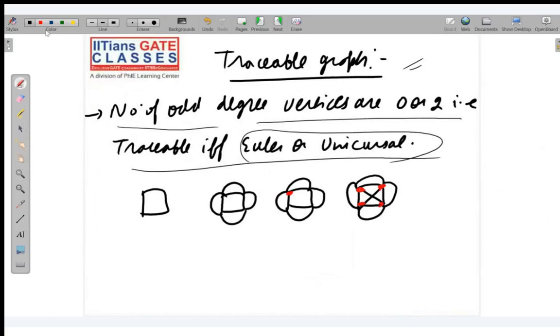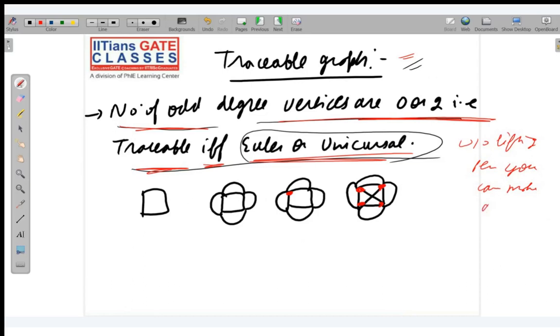Yes, so now let me see. A traceable graph means the number of odd degree vertices is 0 or 2. That means we will say the graph is traceable if and only if the graph is either Euler or unicursal. That means without lifting the pen you can make the diagram. If without lifting the pen you can make the graph, it is a traceable graph. Traceable means you can trace it without lifting the pen. So it will be traceable if and only if the number of odd degree vertices is 0 or 2. That means the graph is either Euler or unicursal. 0 means Euler, 2 means unicursal. Is it okay now?